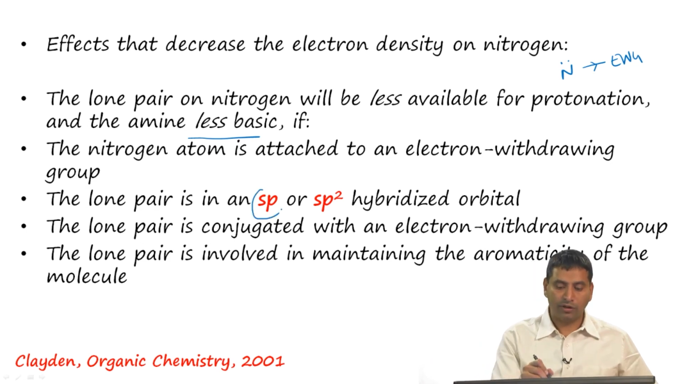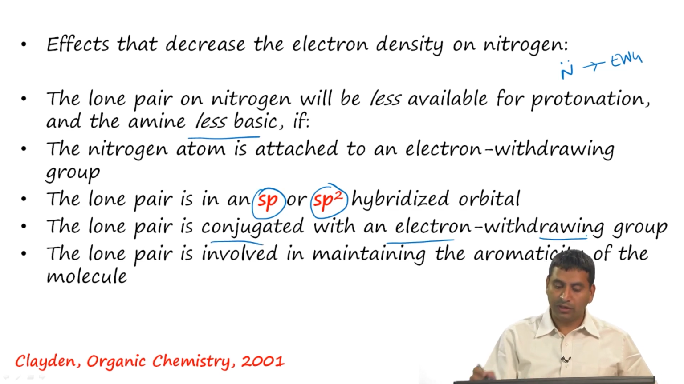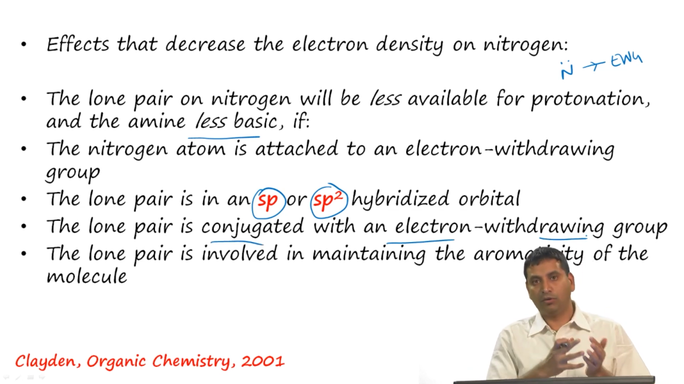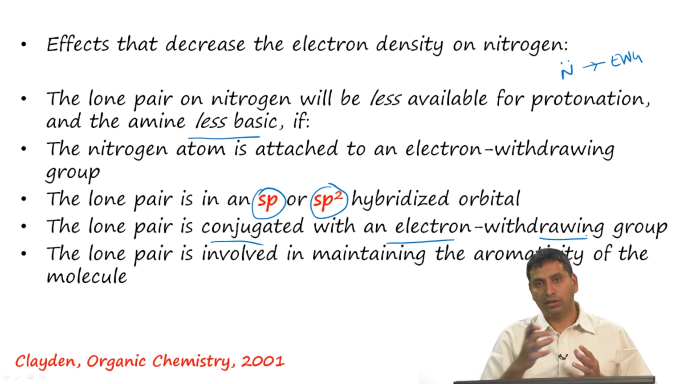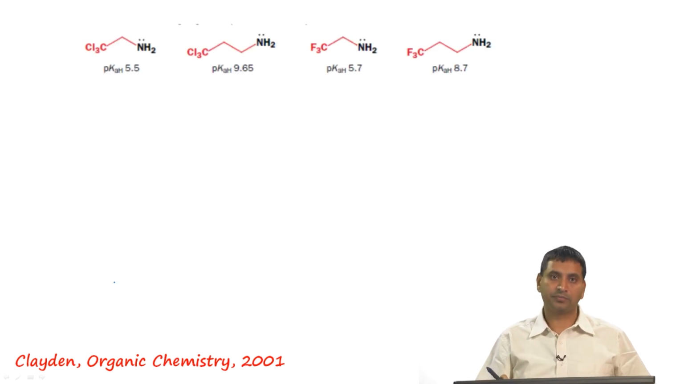If the lone pair is on an sp or an sp2 hybridized orbital as opposed to an sp3 hybridized orbital, then it becomes less basic. If the lone pair is conjugated with an electron withdrawing group, not just attached but conjugated, then again the basicity goes down. If the lone pair is involved in maintaining the aromaticity of the molecule, then absolutely you will find that the molecule is going to be very resistant to giving away this lone pair. So, with this in mind, let us look at some examples of pKaH values.